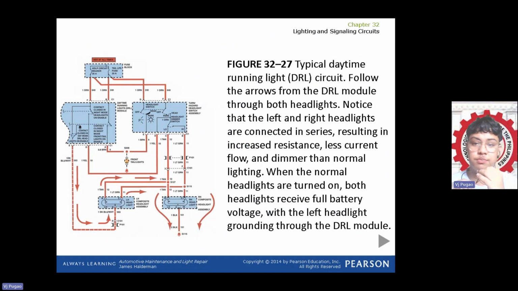So the typical daytime running light, or DRL, circuit: follow the arrows from the DRL module through both headlights. Notice that the left and right headlights are connected in series, resulting in increased resistance, less current flow, and dimmer than normal light. When the normal lights are turned on, both headlights receive full battery voltage and the left headlight grounds to the DRL module.